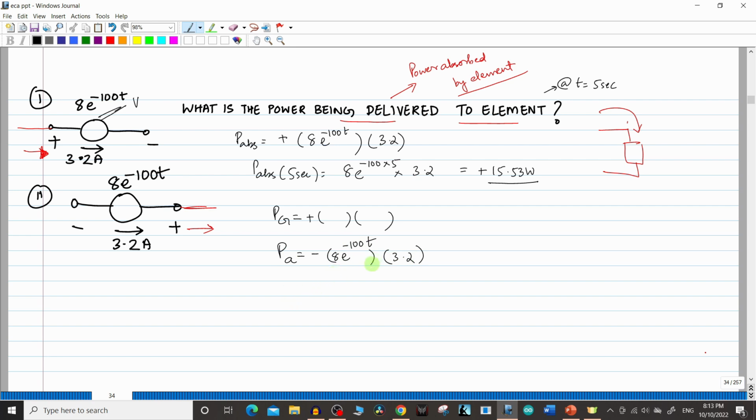So here also you can find it for 5 seconds. You get the same result, just you have to put a negative sign. So here power absorbed at 5 seconds. First this circuit and this circuit are completely different. Remember the current directions are different here. Will be equal to minus 15.53 watts.